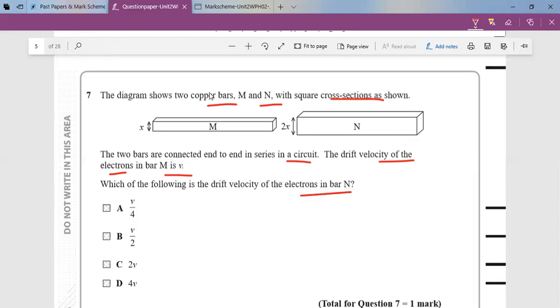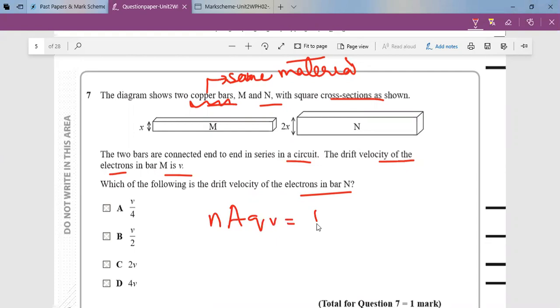Okay, you've got two copper wires. First of all, they are made up of the same material. If you remember the formula for drift velocity, do you remember it? Same material. We did a derivation. Remember nAqv?